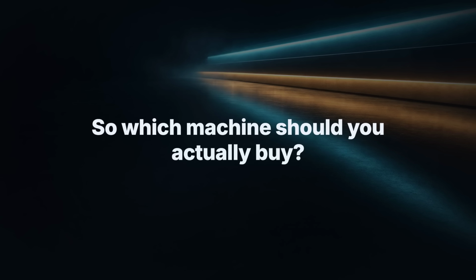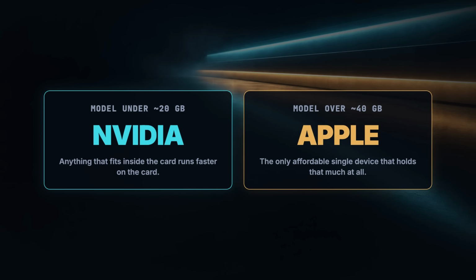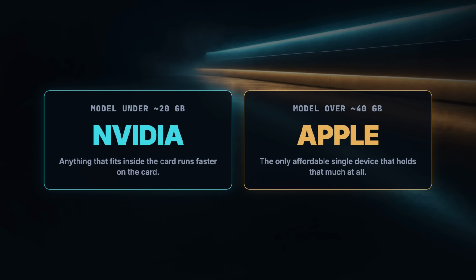So which machine should you actually buy? The verdict has nothing to do with brands. Below roughly 20 gigabytes of model, NVIDIA wins. And it isn't close. A graphics card moves memory several times faster than a laptop, so anything that fits inside the card runs faster on it. A used 3090 at $700 beats machines costing many times more, right up until the model stops fitting.